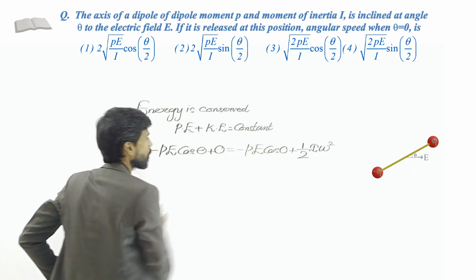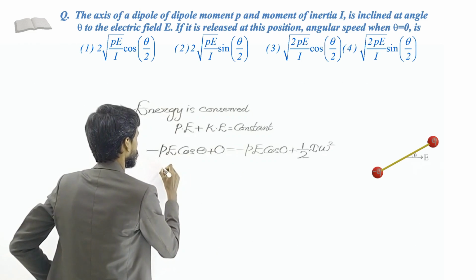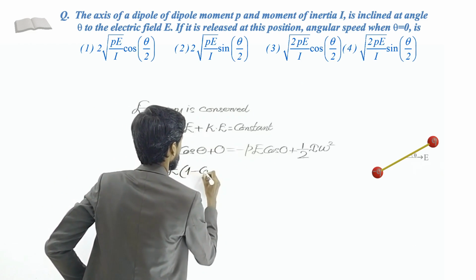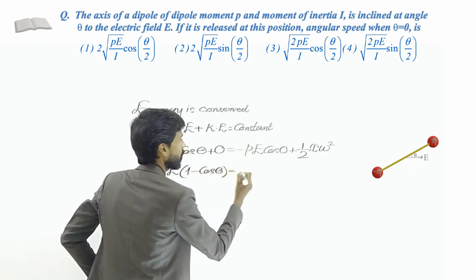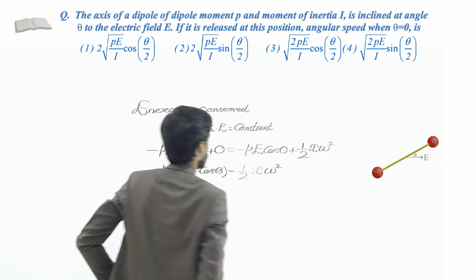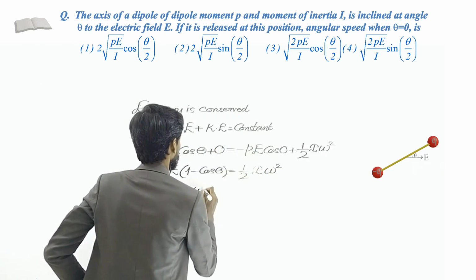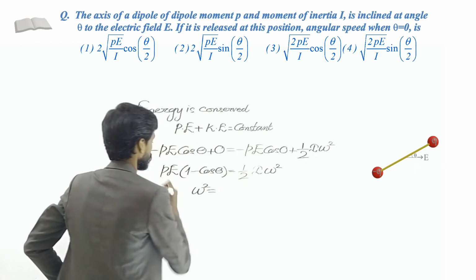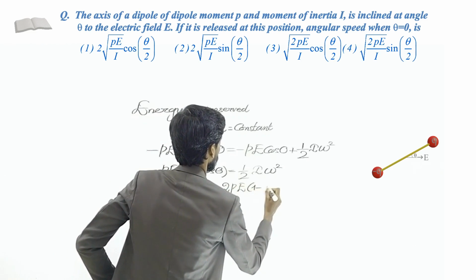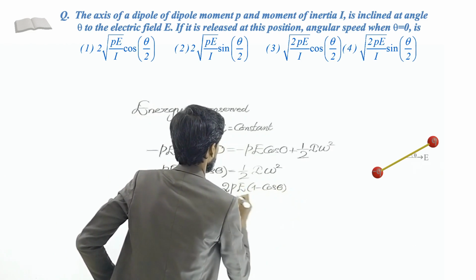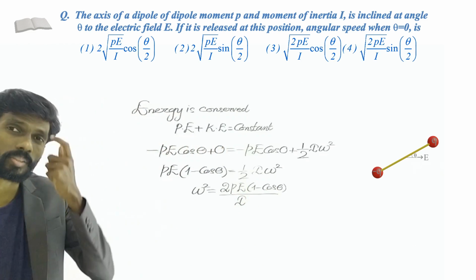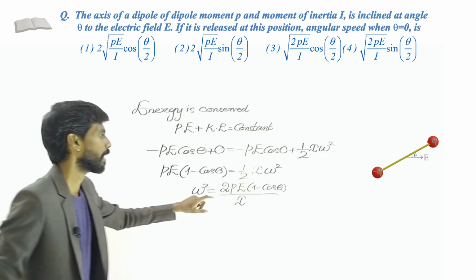So let us simplify this. If you take pE out, so pE multiplied by 1 minus cos theta equals half I omega square. So this will give you the value of omega squared, which equals 2pE multiplied by 1 minus cos theta divided by I. So we can find the value of omega by taking the square root.